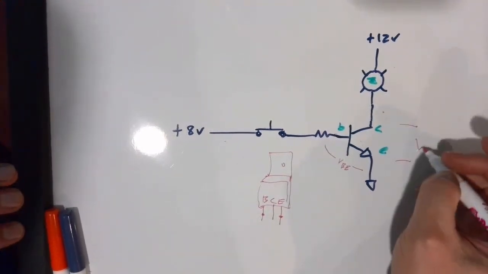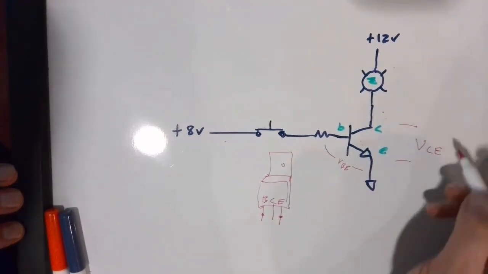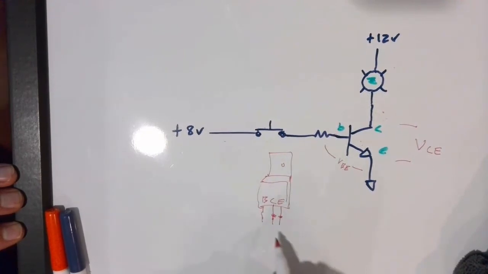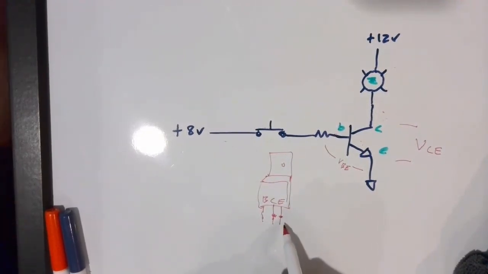If we're trying to measure VCE, the voltage between the collector and the emitter, now we'd use the meter and measure between these two pins. Now you have to be careful when making these measurements because if those pins short out, you could damage the transistor or damage the circuit. So you have to be careful when you're doing that.